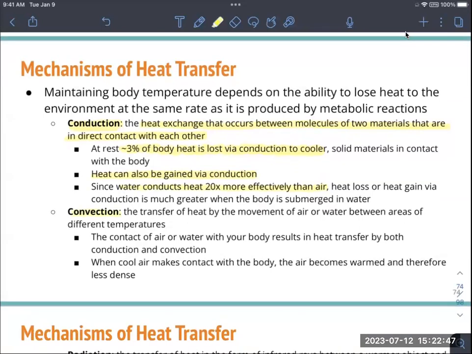Convection is the transfer of heat by the movement of air or water between areas of different temperatures. So the contact of air or water with your body results in heat transfer by conduction and convection. For example, you're outside on a hot day, but there's a nice cool breeze, and it actually warms that air when it brushes across your body.